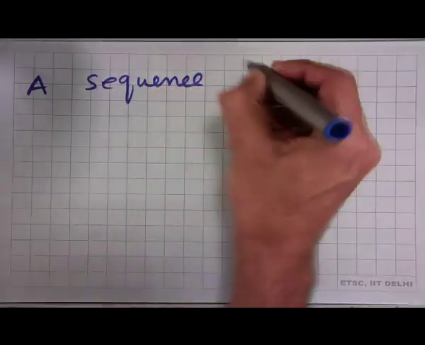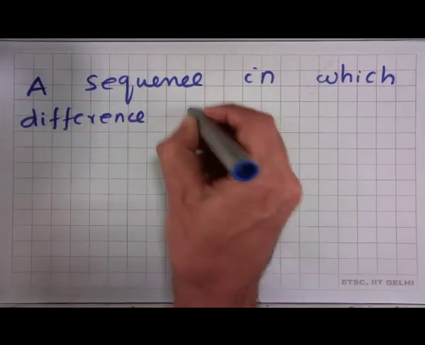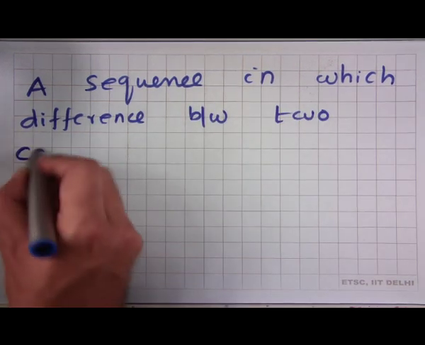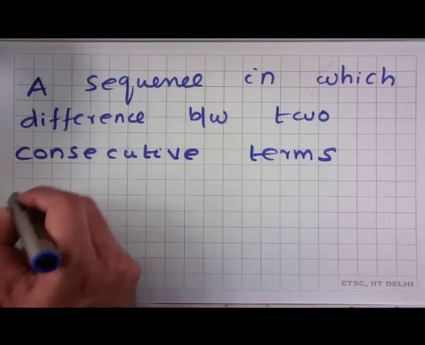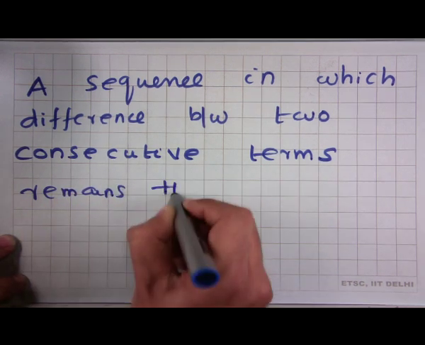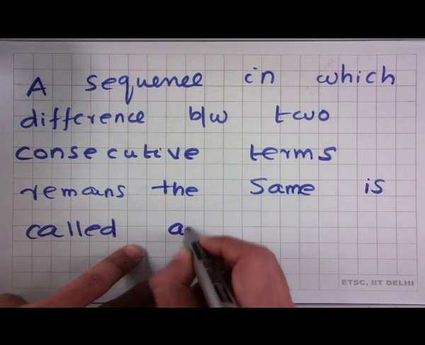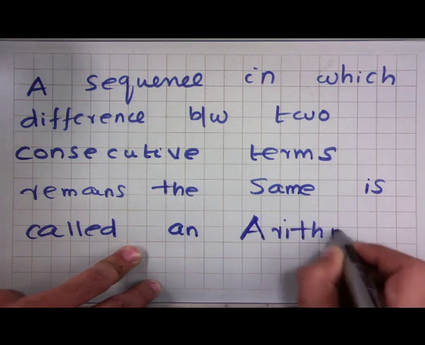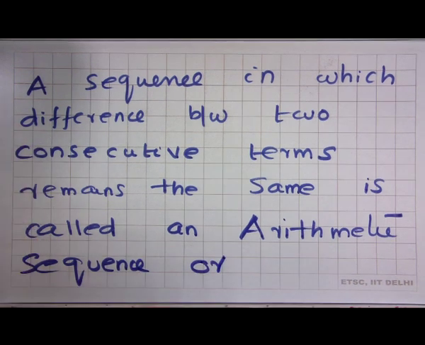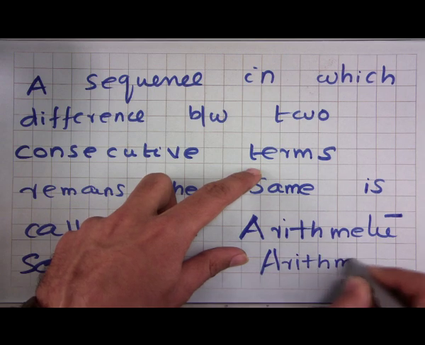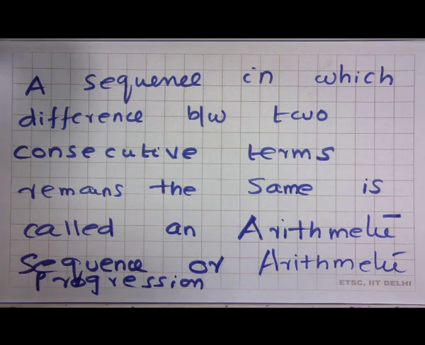A sequence in which the difference between two consecutive terms remains the same is called an arithmetic sequence or arithmetic progression, AP in short.